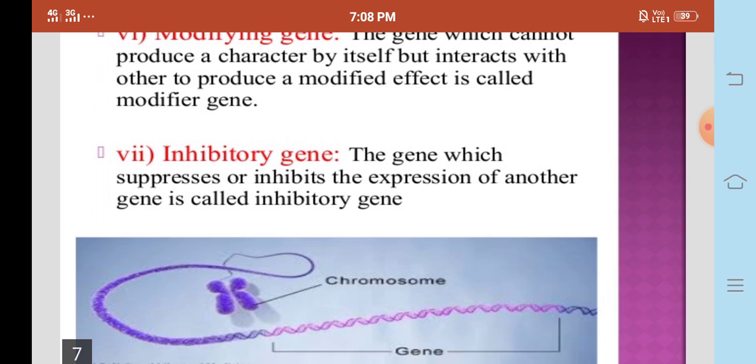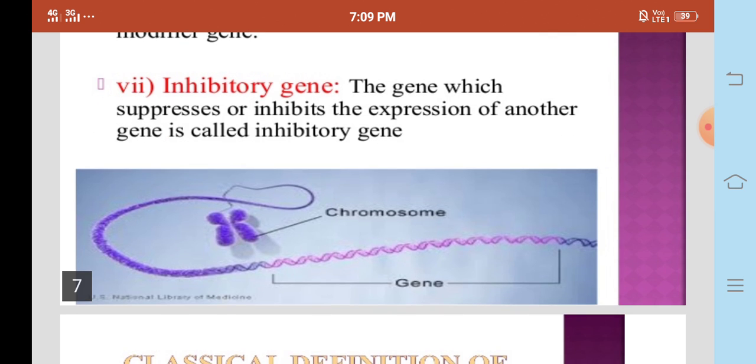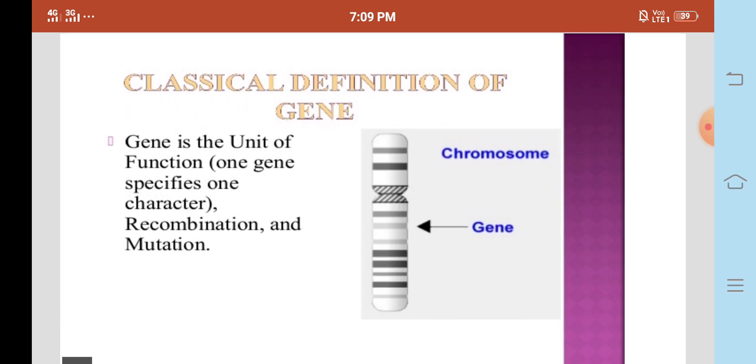Inhibitory gene. The next gene is called the inhibitory gene. The gene which suppresses or inhibits the expression of another gene is called an inhibitory gene. Suppress or inhibit means stop. So the inhibitory gene is involved in suppressing or inhibiting the expression of another gene. This type of gene is called an inhibitory gene. This is the chromosome; the genes come from the chromosomes.